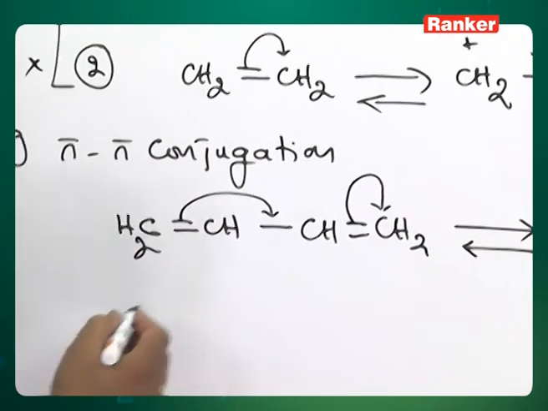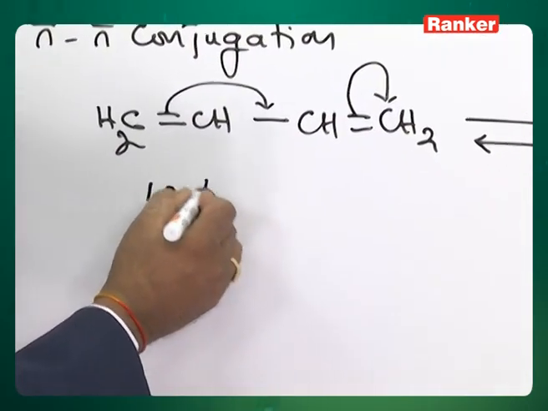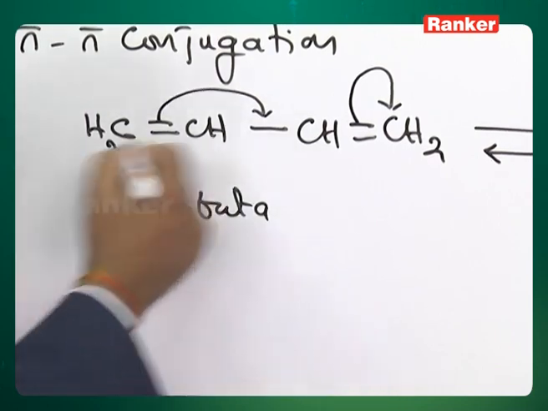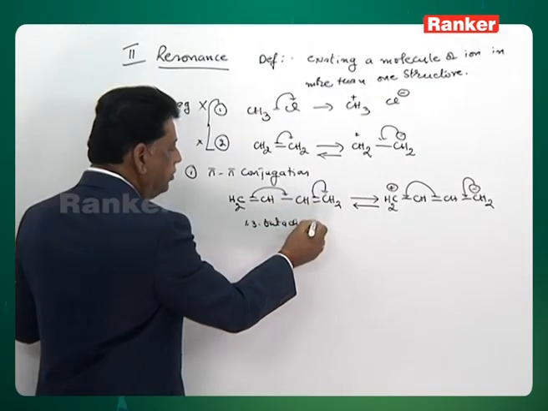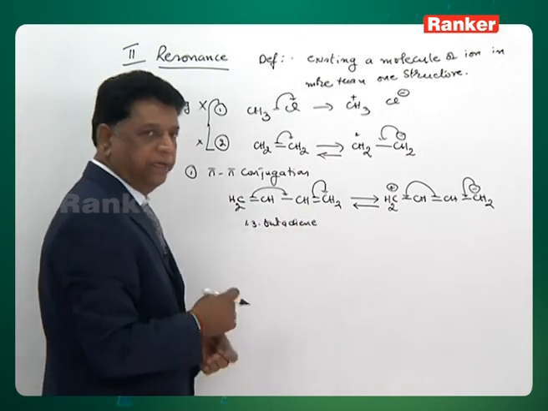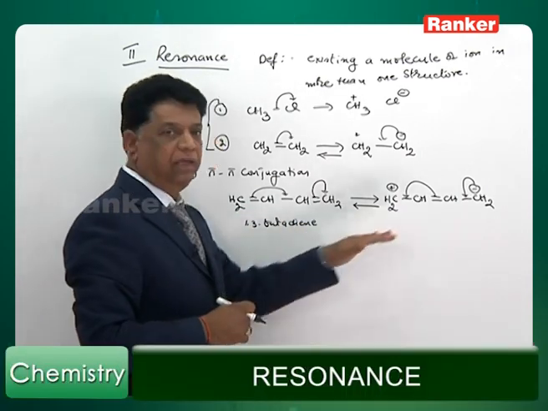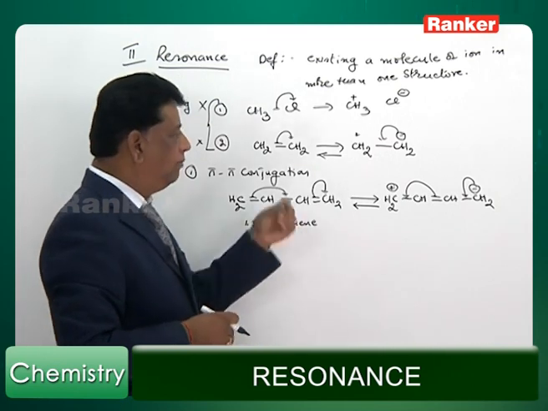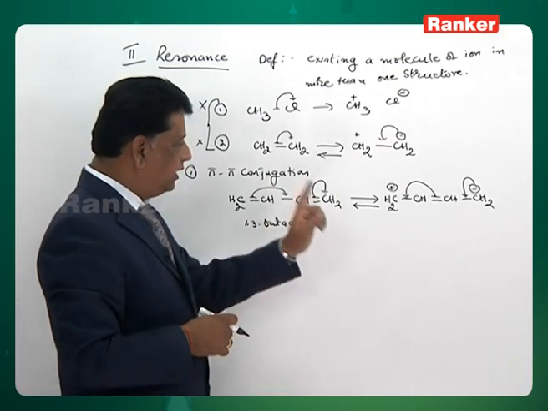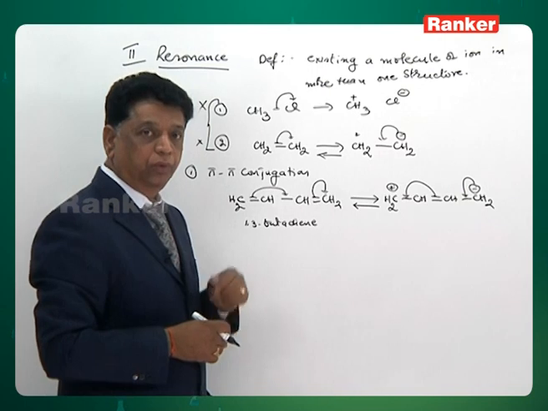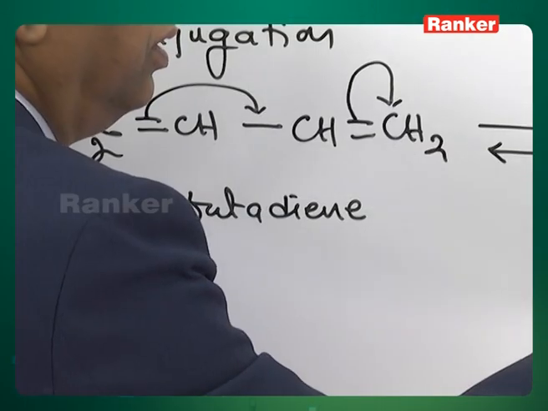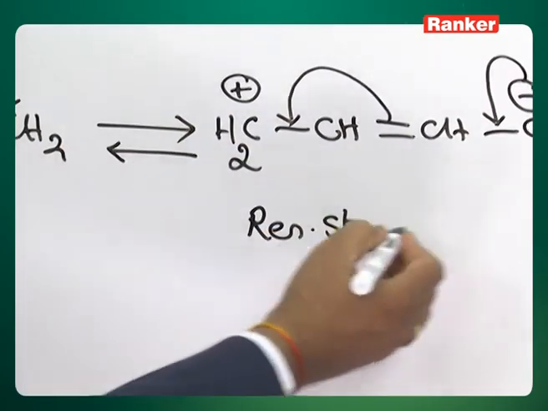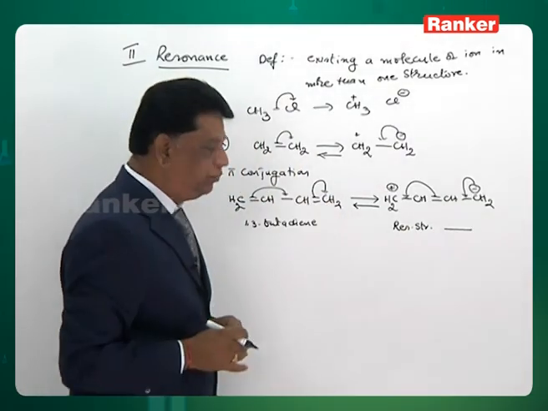So this compound is called 1,3-butadiene. Otherwise, butadiene. If another name is given according to IUPAC, that will become another compound. So that compound is nothing but the same thing. So you have to write a resonance structure of so and so 1,3-butadiene.